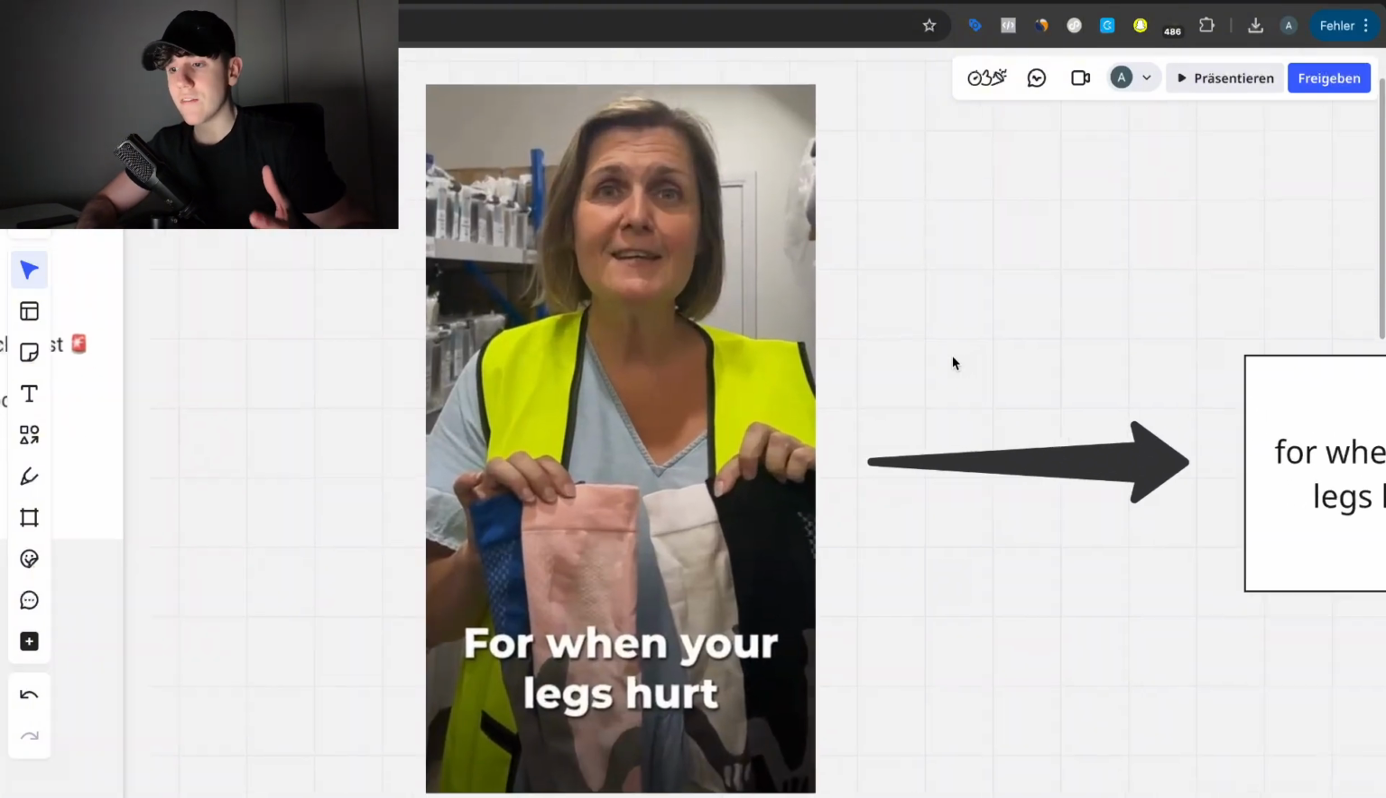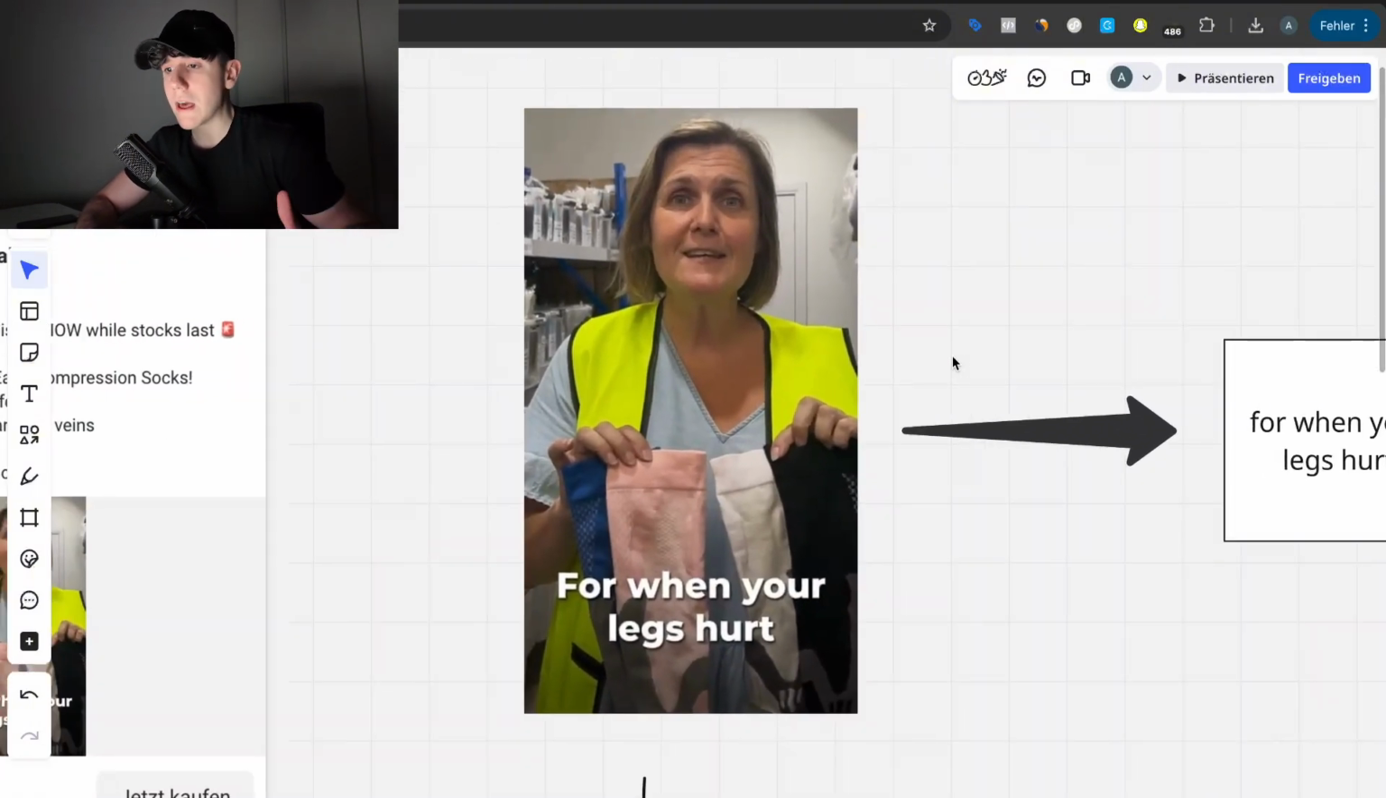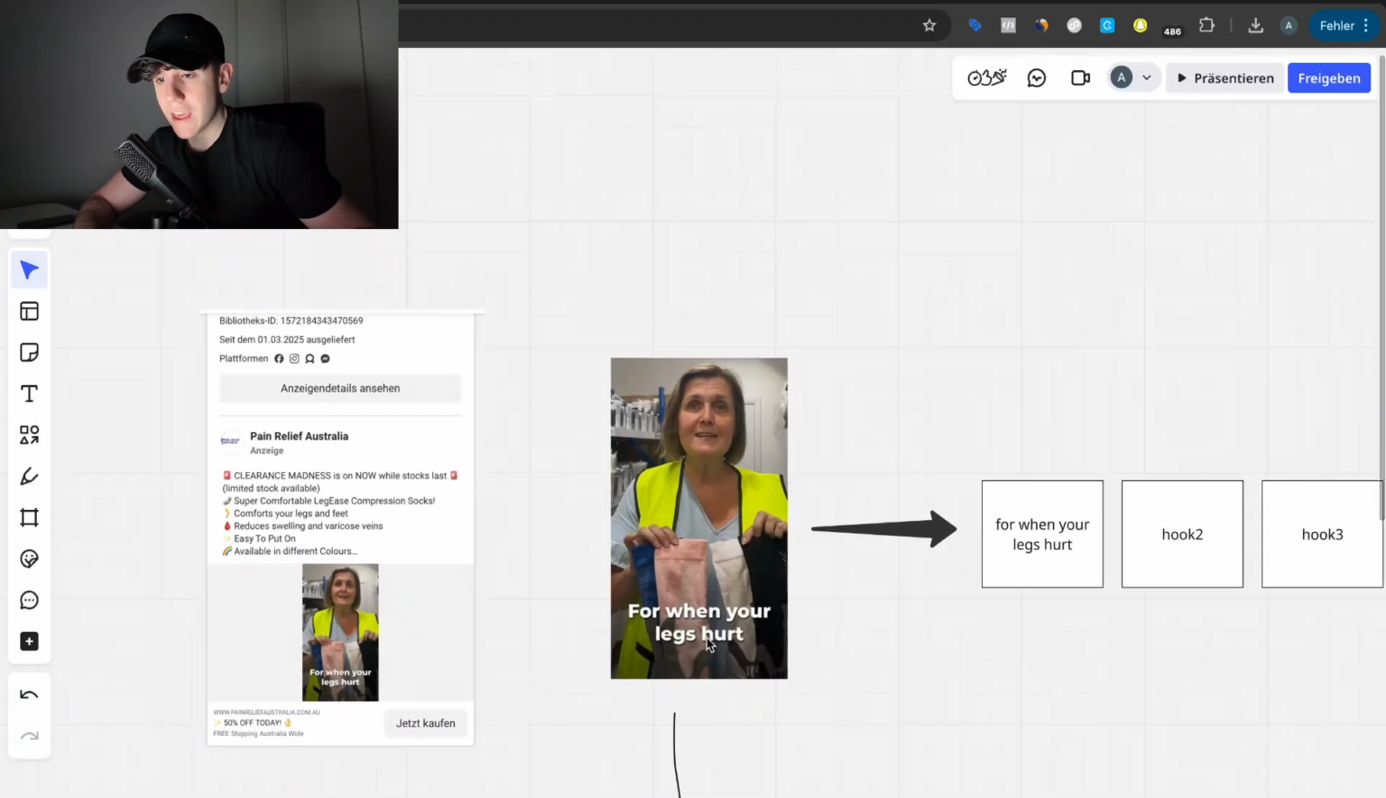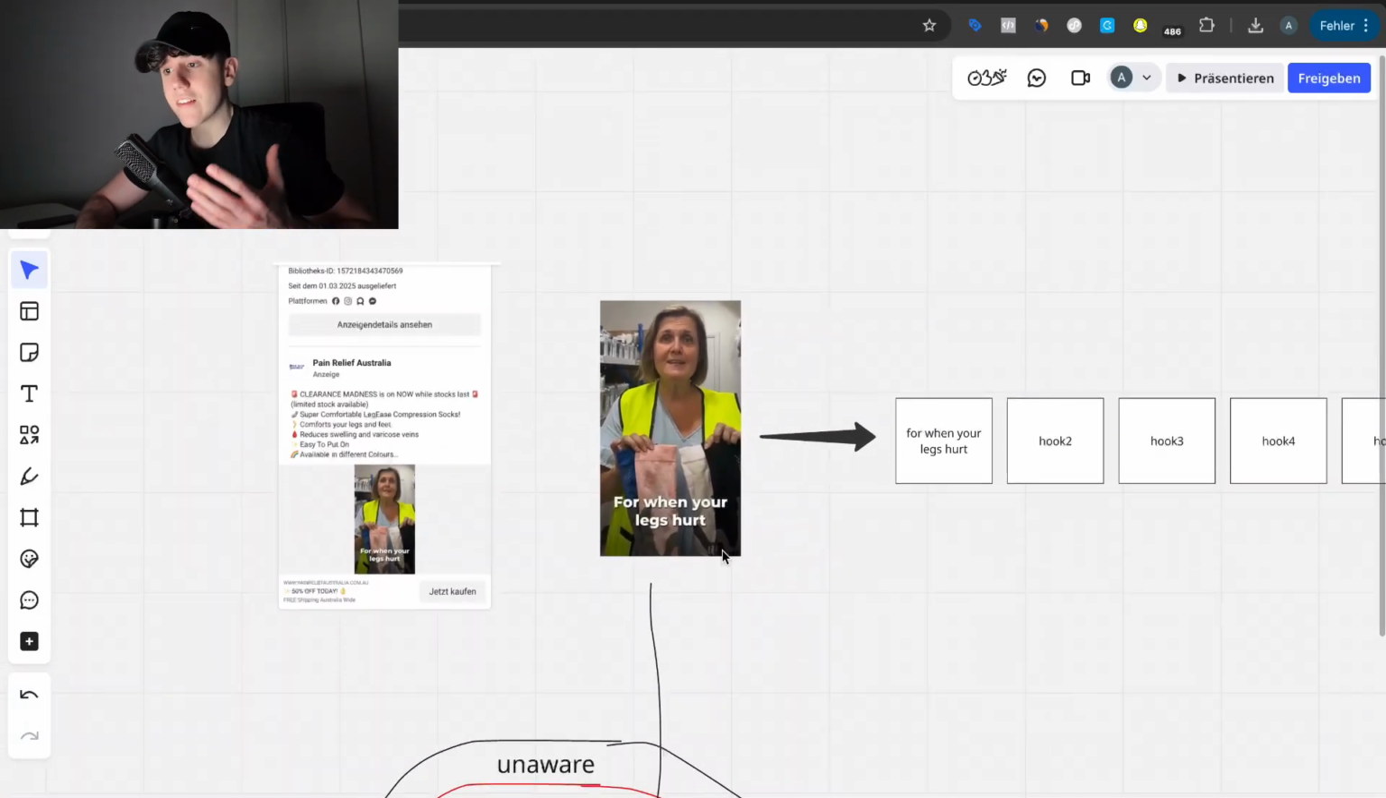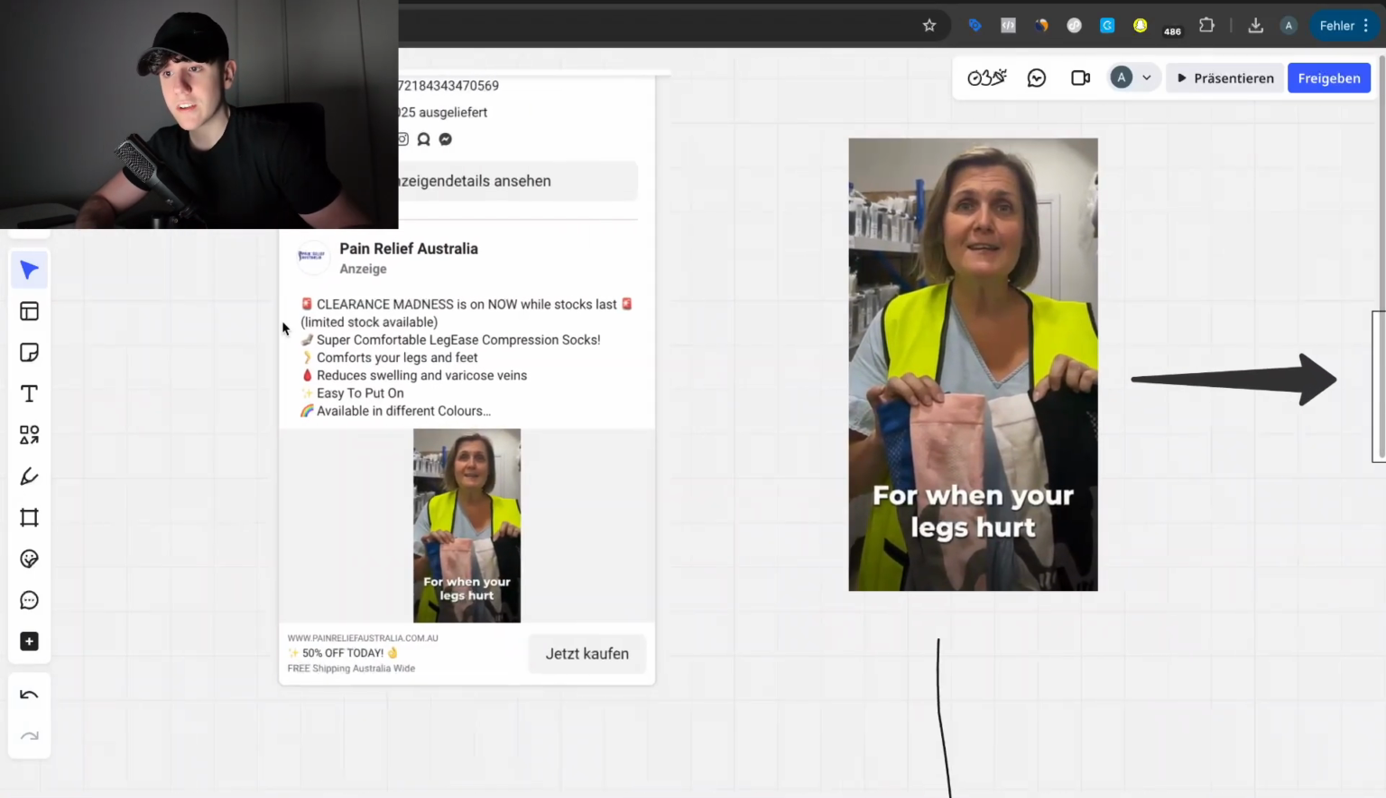So if you look at this ad, it's very simple. There's no features, there's no benefits, no call to action, there's absolutely nothing, no explanation. It's super random, it looks like a screenshot of a video, and then her holding the products basically. It's not AI, it's very realistic. You can see it's a real person, and the text just says, "For when your legs hurt." Okay, that's all this text really says, and that's the entire image ad, right? That's pretty much it. You can see the ad text.